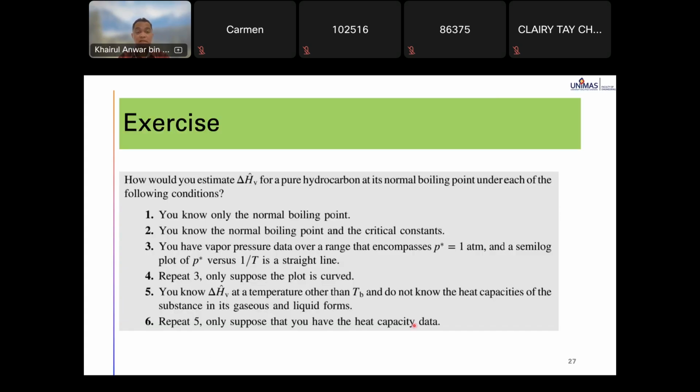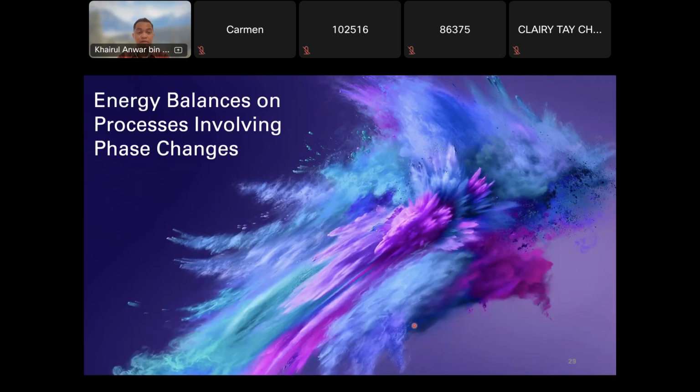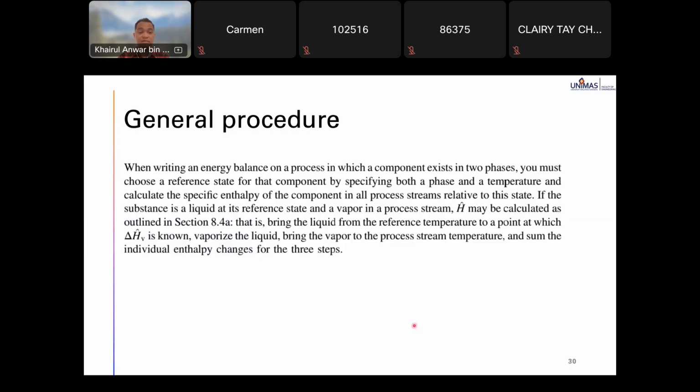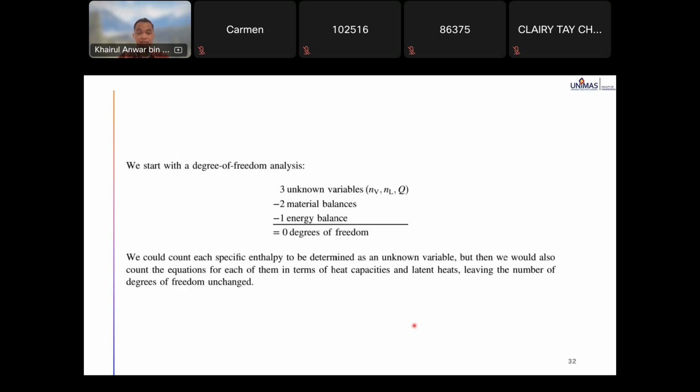How would you estimate delta Hv for a pure hydrocarbon at its normal boiling point if you only know the normal boiling point? Trouton's rule. Energy balance on processes involving phase changes. When writing, it is the same method.